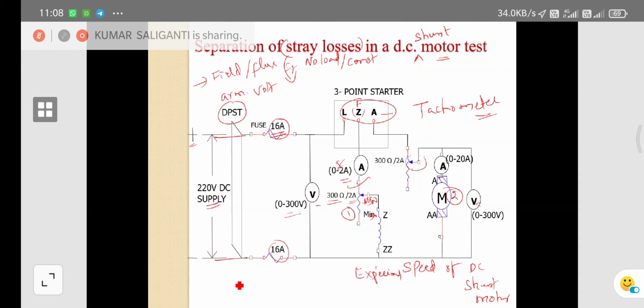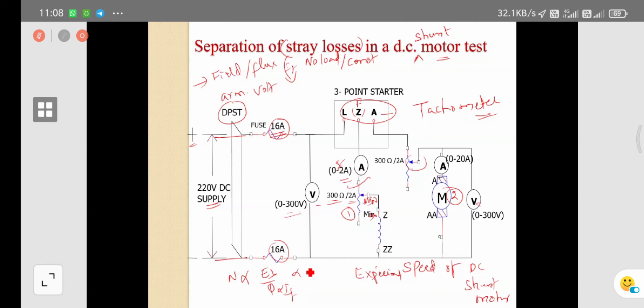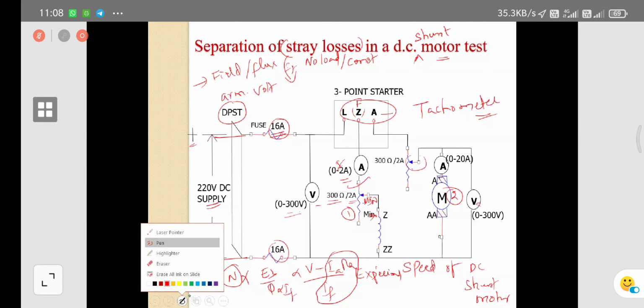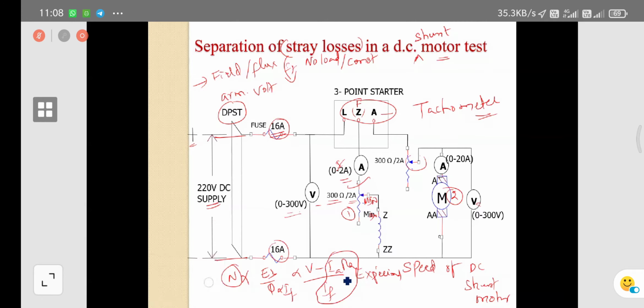You have some relations like N proportional to Eb by phi. You also write phi proportional to IF, and Eb is V minus IA RA. This is the relation you have to consider here. If the field current is constant, you have to take the readings of these quantities. As the speed reduces, that also reduces in the speed control method.